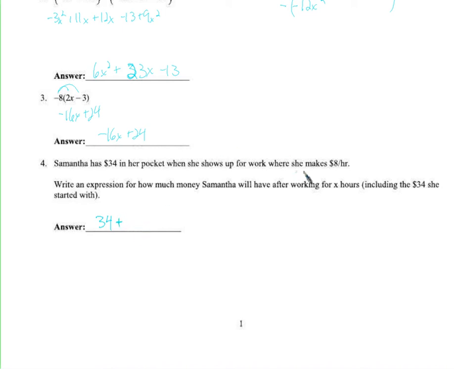Well, if she works for 2 hours, she'll have $16. For 3 hours, she'll have $24. 4 hours, she'll have $32, and so on. However many hours she works, you just multiply by 8, right? Well, she works for X hours. So we'll take 8 and multiply by X. There it is. There's an expression.